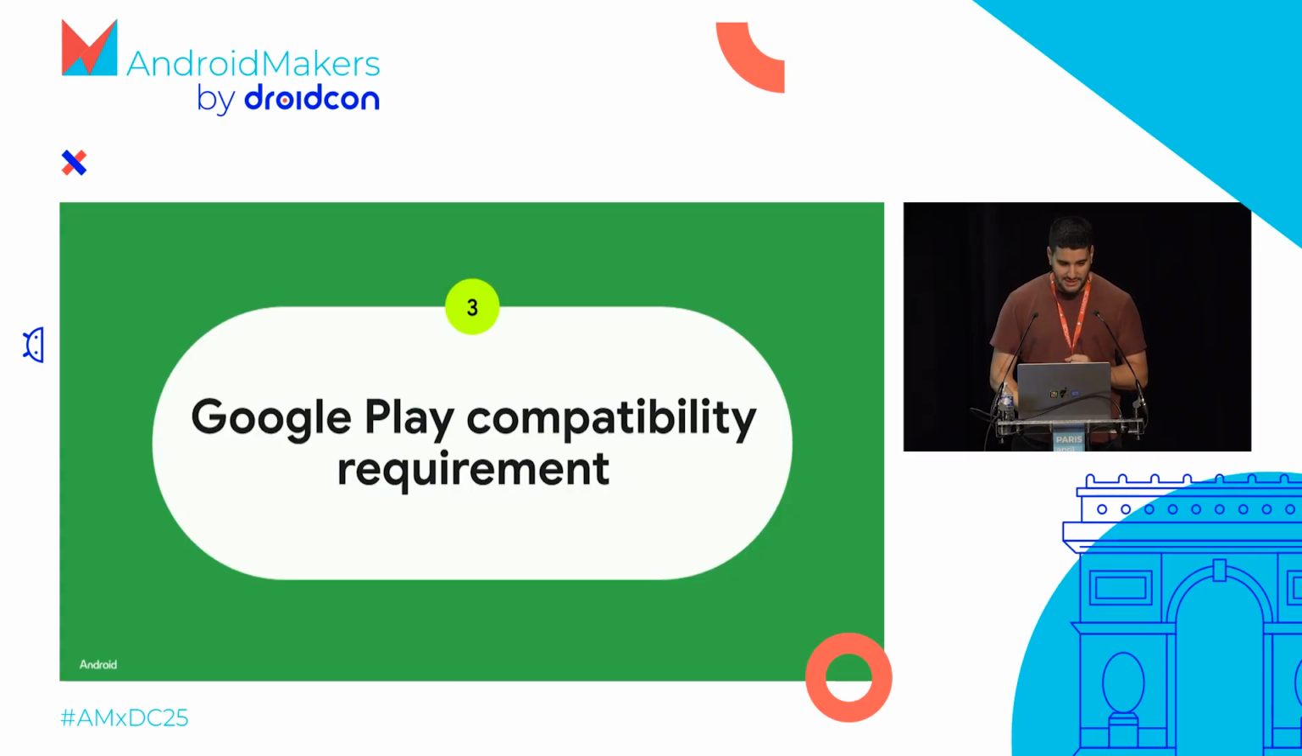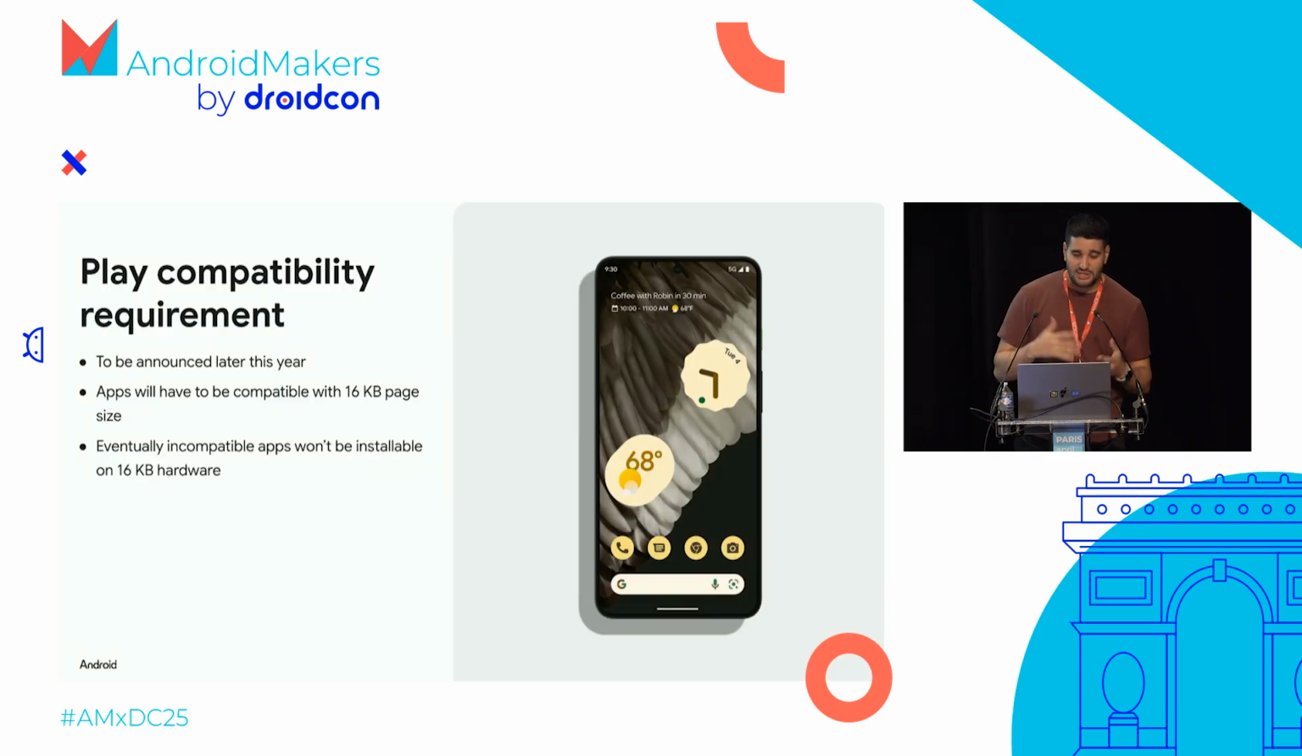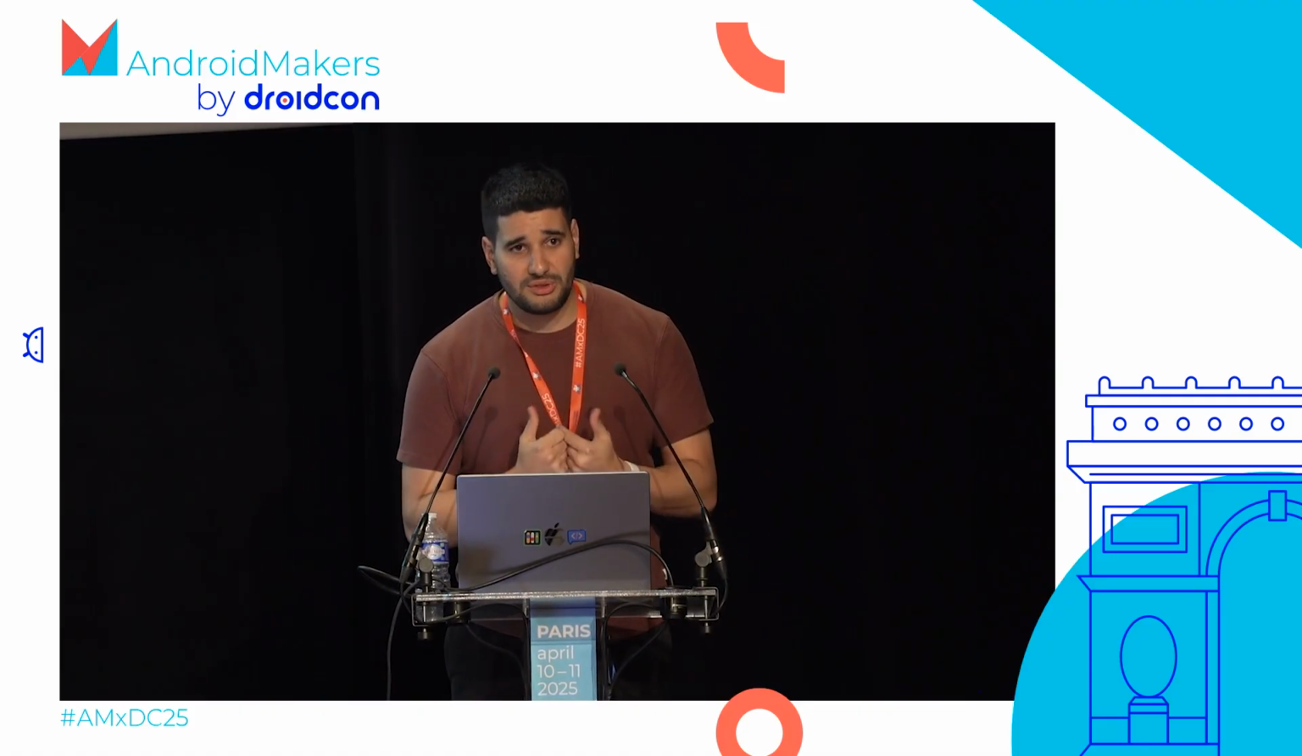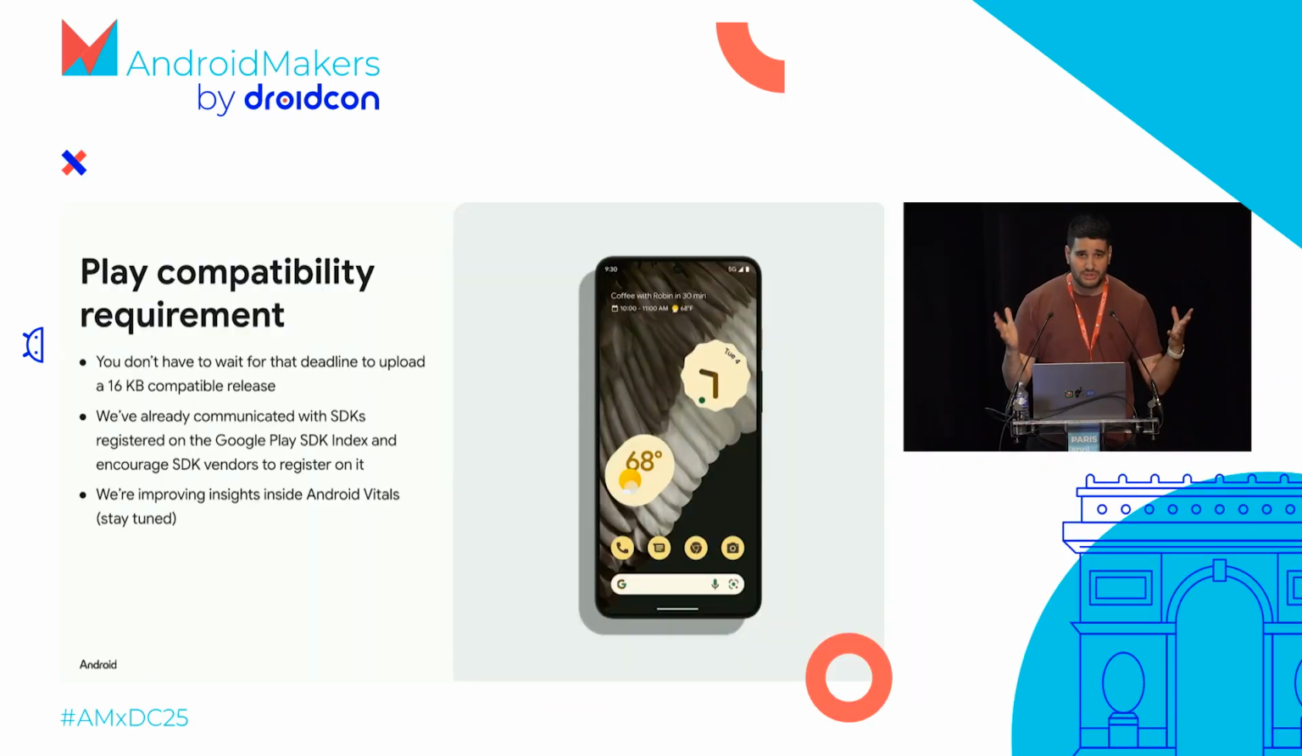Lastly, I don't have a lot of time now, Google Play compatibility requirement. Later this year, we'll announce it, and apps will have to be compatible with that. Eventually, apps that are not compatible won't be able to be installed on those new hardware devices. So again, make sure to be ready before then. You don't have to wait for the announcement. You can already upload a 16 KB APK or app bundle. And we've already worked with SDK vendors. If yours is maybe less known or you have a special relationship with them, we highly encourage you to reach out to them.